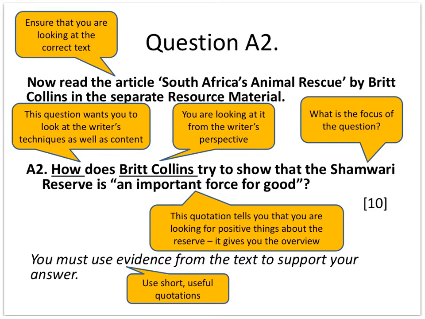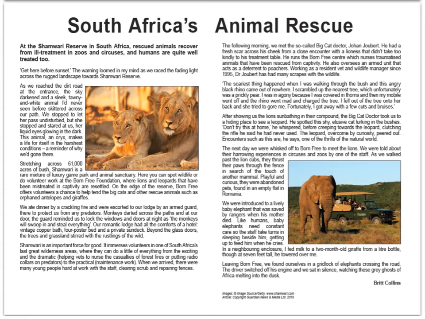You also need to make sure that you identify what the focus of the question is, and in this case it's the Shamwari Reserve. And then if you look at the quotation in the question, it tells you that you're looking for positive things about the reserve. It gives you the overview. Again, as in the previous question for A1, you must use evidence from the text to support your answer. It would be a good idea at this point to pause the video and read through the separate resource material so that you can put the questions and the exemplar material into context.